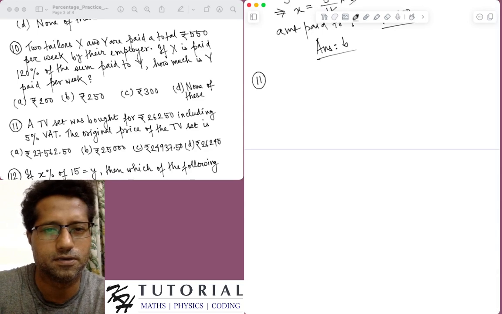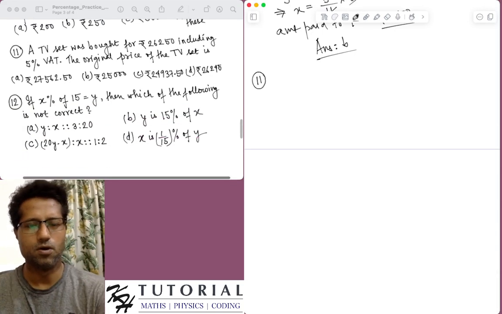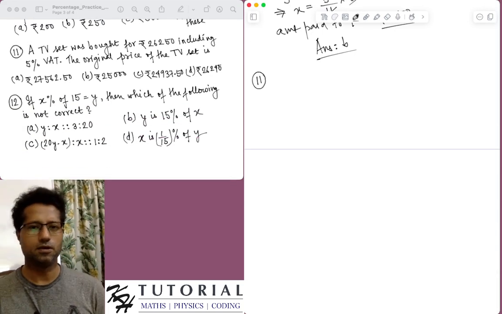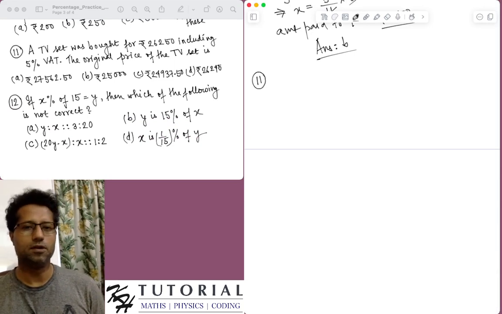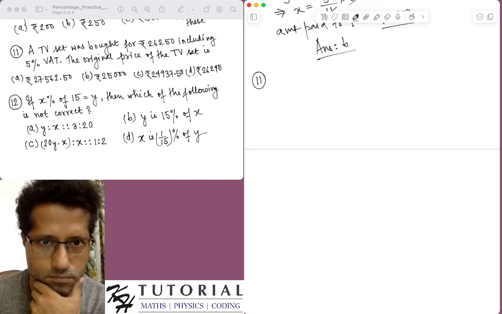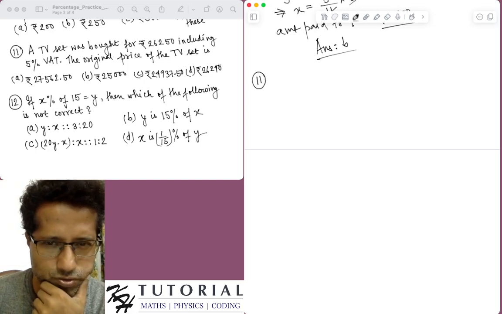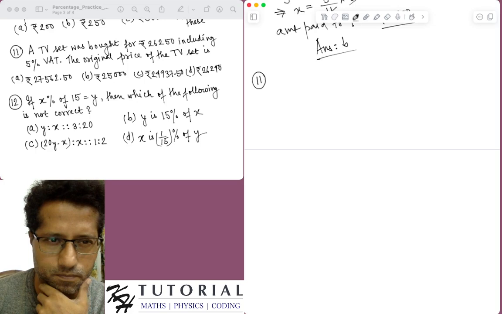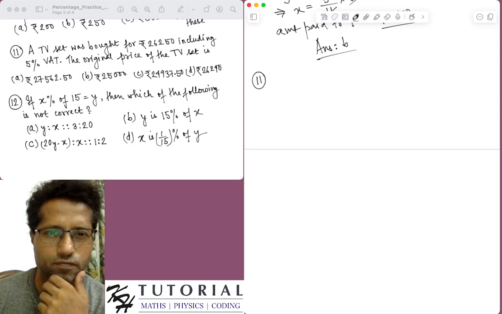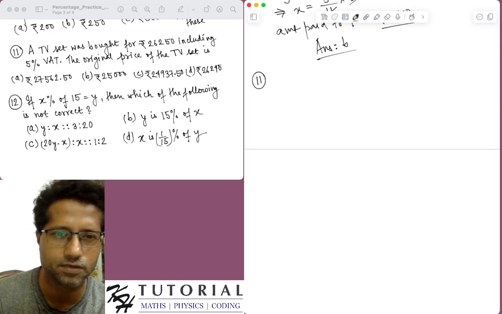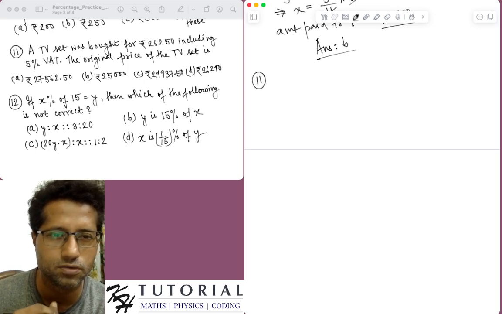Problem number 11 says that a TV set was bought for rupees 26,250 including 5% VAT. The original price of the TV set is, okay, so the original price plus the VAT is rupees 26,250, because it is said that a TV set was bought for rupees 26,250, which includes the 5% VAT.